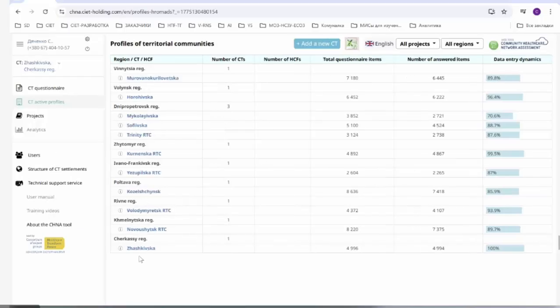You can see which gramadas have been involved in the completion and provision of information about gramadas, and you participated in the assessment. And the final column, like a dashboard, demonstrates the completeness of data entry.